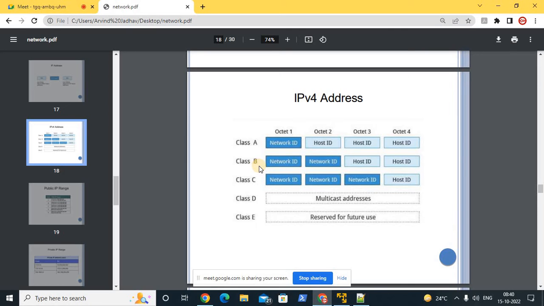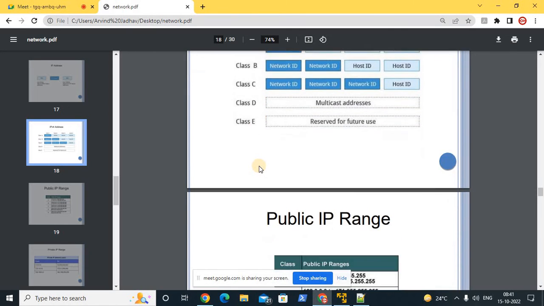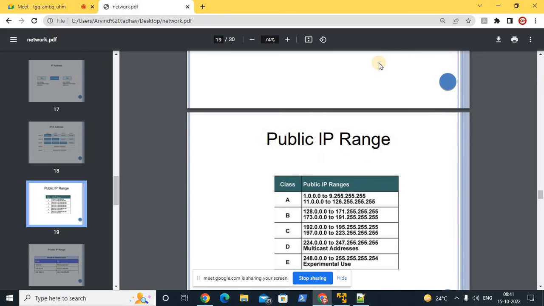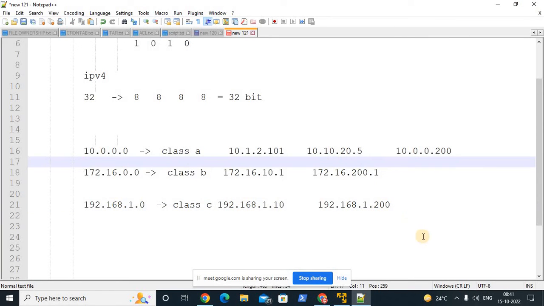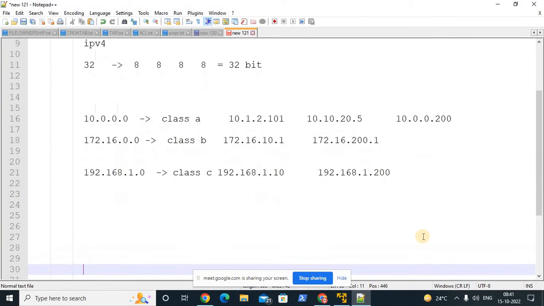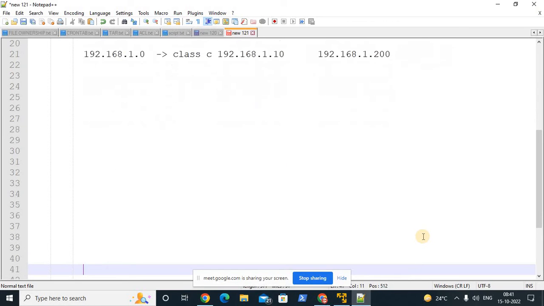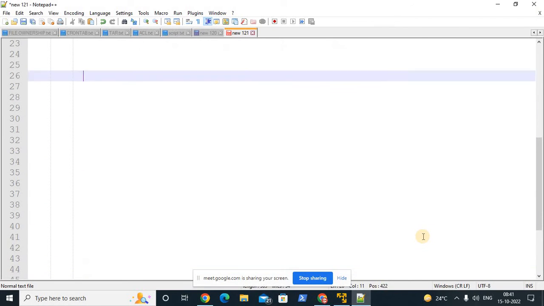So now let's discuss the range of the IP address. Now we'll discuss the range only, and later on we'll discuss what the private IP range is and what the public IP range is. For now we are discussing the general range, and later on we'll discuss public and private.